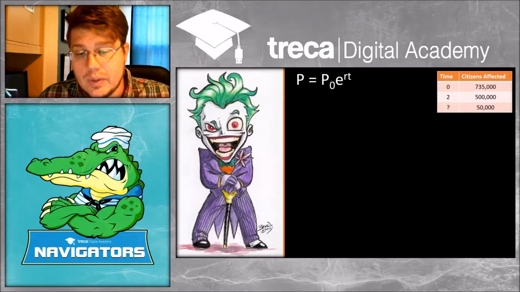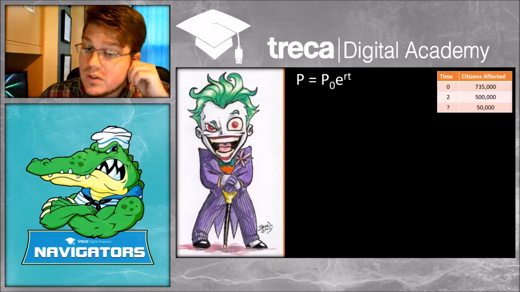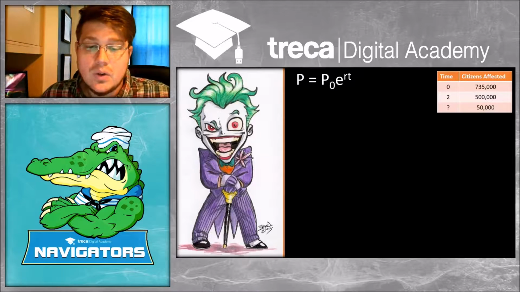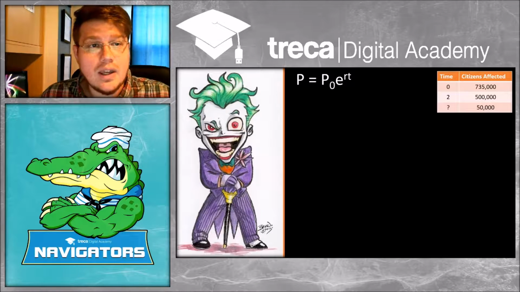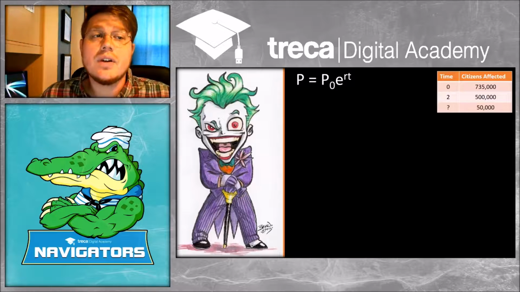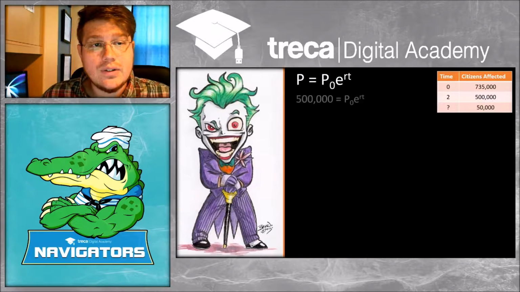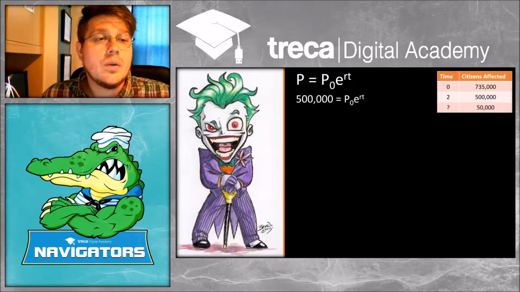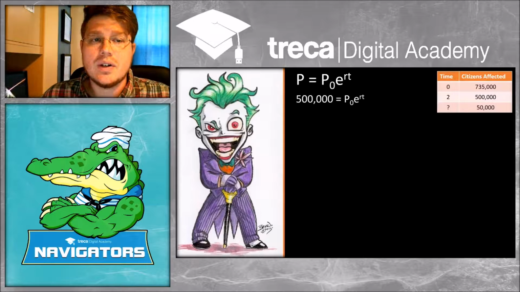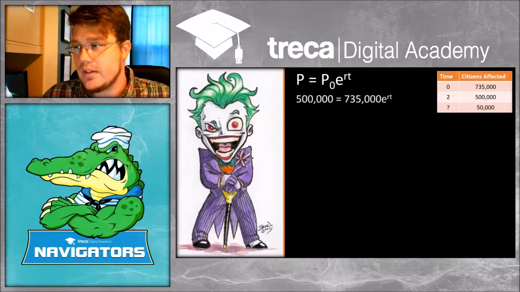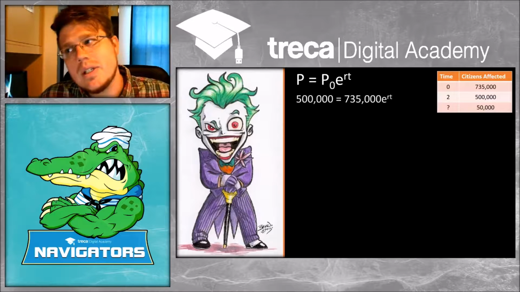Now we can't solve for when 50,000 people are affected because we want to solve for the time, but we also don't know what the growth rate R is. So we're going to have to find R first. We can do that by solving our equation looking at the second day. We know that on the second day, 500,000 people were still laughing. We can substitute that in for our current population. We also know that we originally had 735,000 people affected, so we can substitute 735,000 in for our starting population. And last, we know it's the second day, so we can substitute 2 in for T.